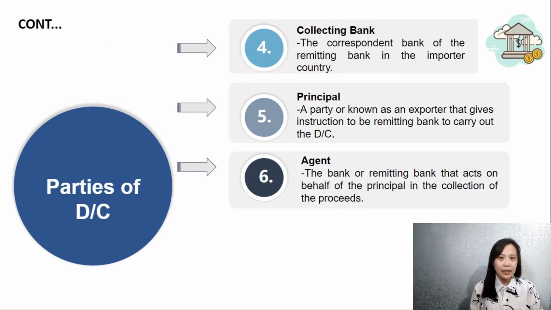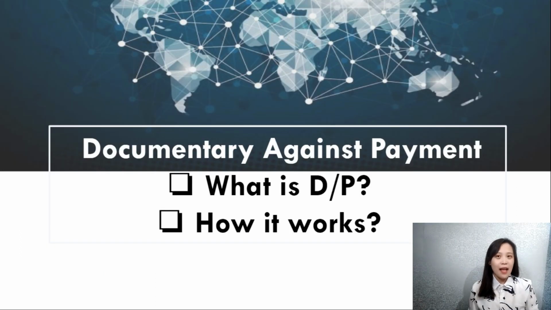Fourthly is the collecting bank. The collecting bank is the corresponding bank of the remitting bank in the importer's country. This bank normally presents the documents to the importer or the drawee. Next is the principal. The principal is a party, known as the exporter, that gives instructions to the remitting bank to carry out the DC. Lastly is the agent. The agent is the bank or remitting bank that acts on behalf of the principal in collecting the proceeds.